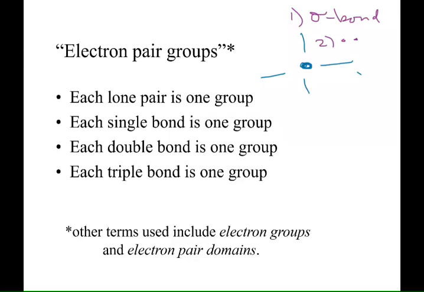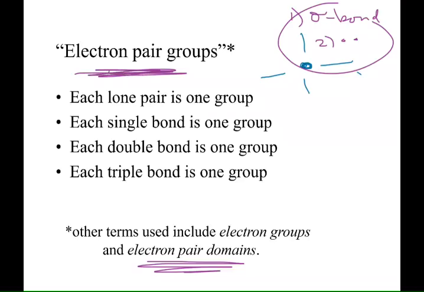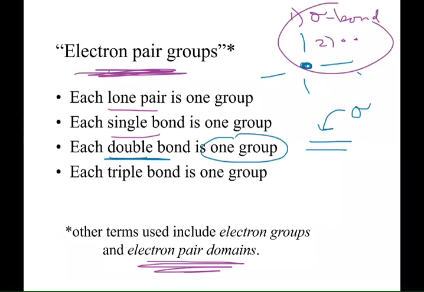We say that those things create, I like the word electron domains, electron pair domains. Things that repulse from each other to create shape around an atom are lone pair electrons and single bonds. If you have a double bond, that's going to count as one group. Why? Because with a double bond, you have one sigma bond and one pi bond. Remember, the pi bonds do not give shape, but the sigma bonds do.